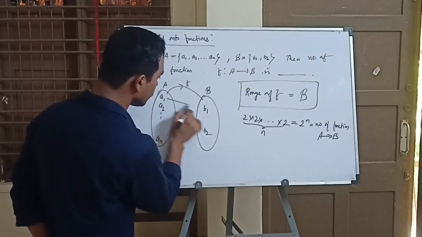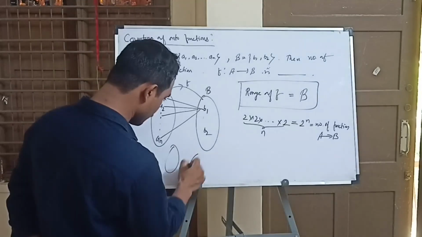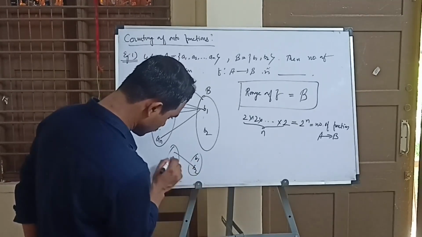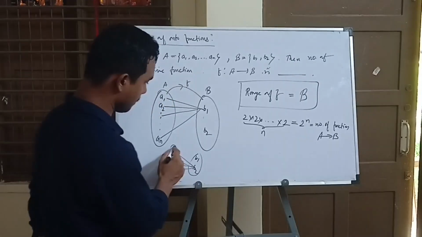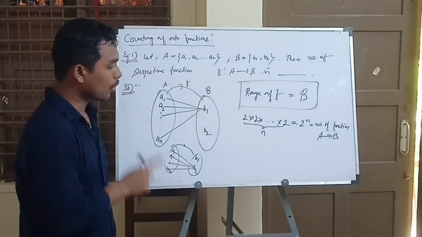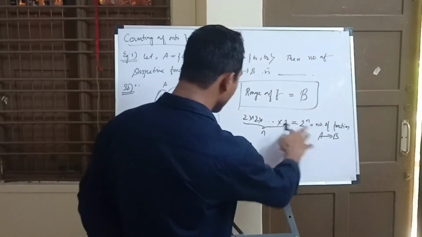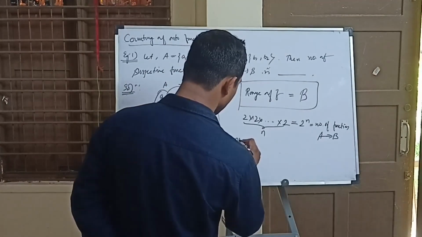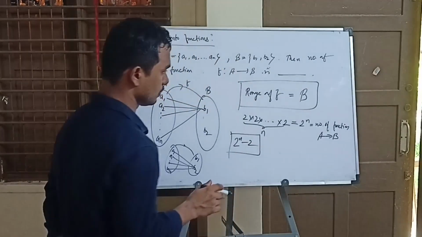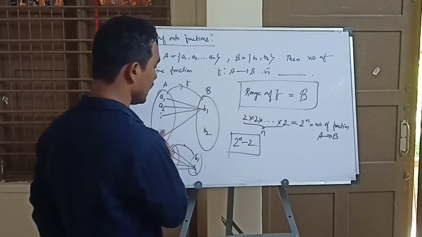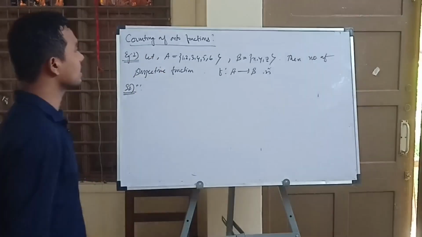Among them there are two constant functions, right? One is like this and the other is like this. Correct? Here a1, a2 up to an. Correct? These are two constant functions which are not surjective. Correct? To remove these, 2 to the power n minus 2. This is the answer. The number of surjective functions from A to B is 2 to the power n minus 2. Okay. Let's do another example.